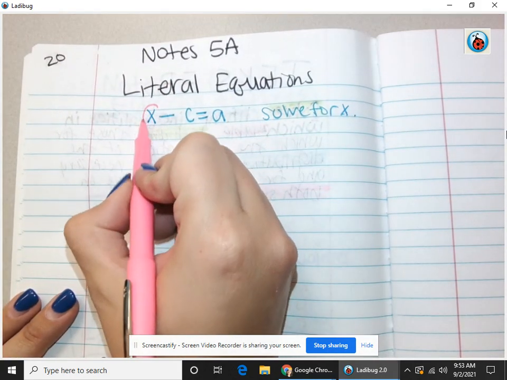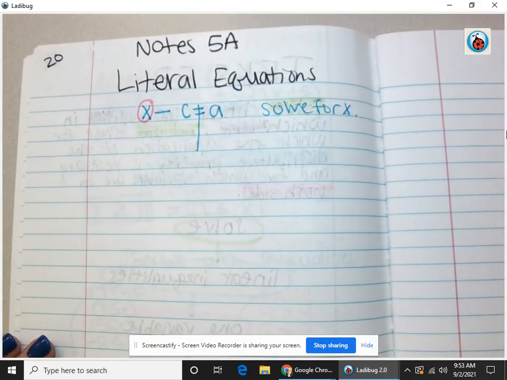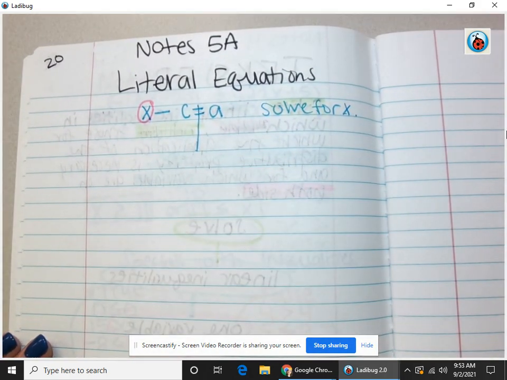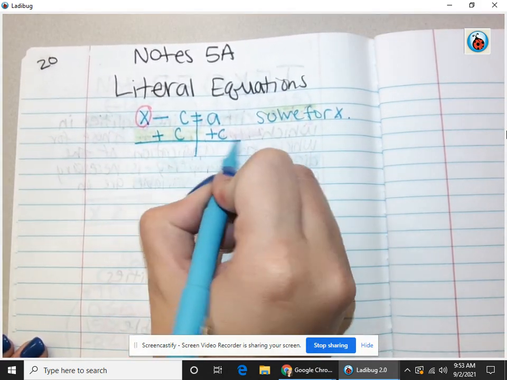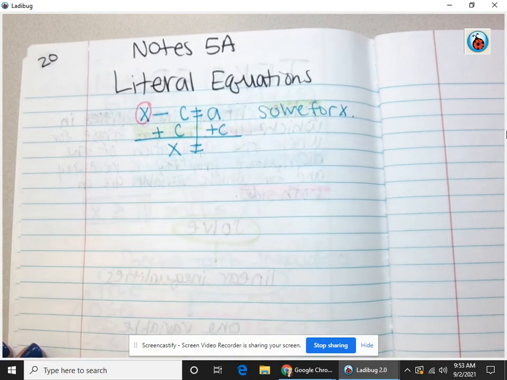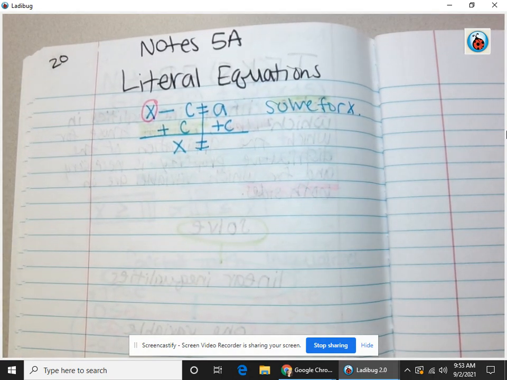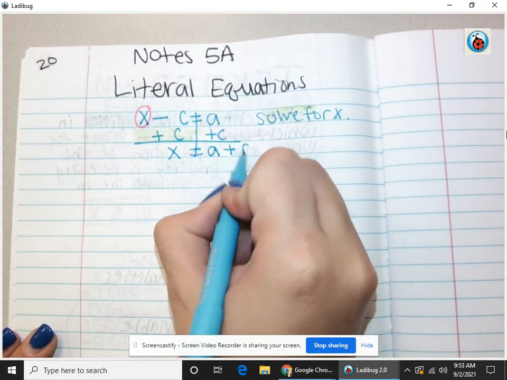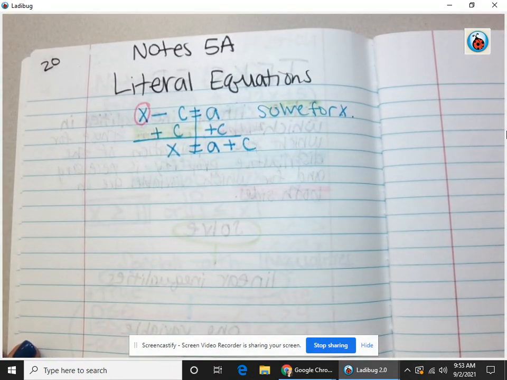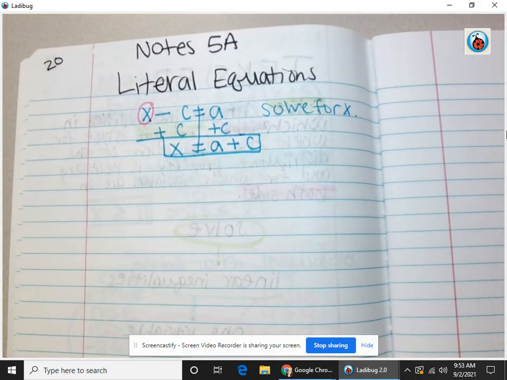So if I want to get x by itself, what would I have to do? I would add c to each side. Are a and c like terms? No. So can we add them together? I could simply put a plus c. I can add those together. Well, I solved for x. That's my answer.